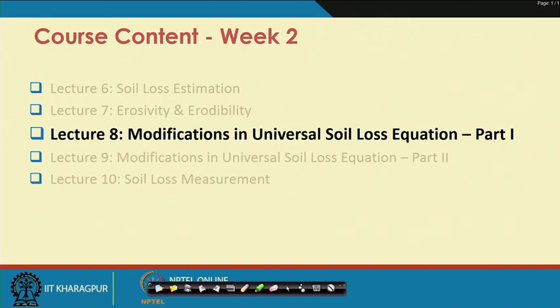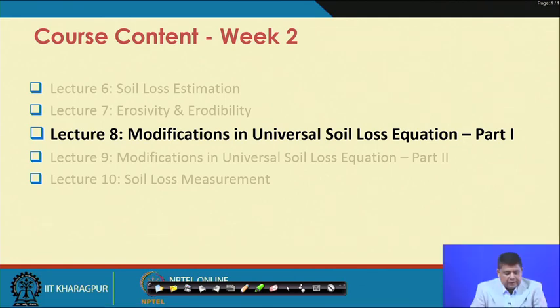In lecture 6 we covered the universal soil loss equation, or the method for finding out the soil loss. In lecture 7, that is the previous lecture, we saw how to estimate two major components of USLE, that is rainfall erosivity and soil erodibility. In today's lecture we will see modifications in universal soil loss equation, and this will be part 1. We will continue in the next lecture with part 2, and finally in lecture 10, the last lecture of this week, we will see soil loss measurement.